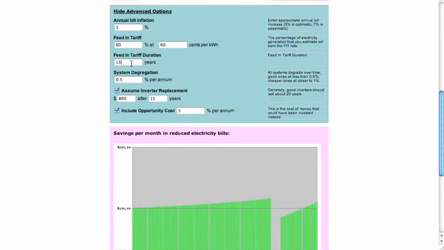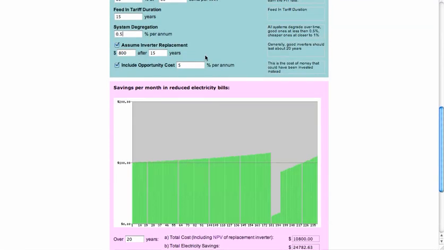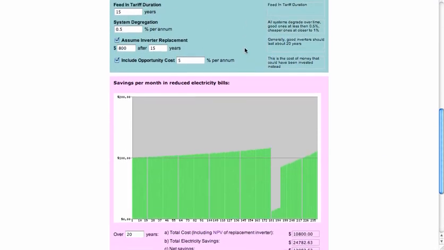Feed-in tariff duration: well, those pollies in Victoria have promised the feed-in tariff will last for 15 years, touch wood, because politicians never break their promises, do they? So let's stick that in there. System degradation: you don't normally see this in many other calculators either, but all solar systems will degrade over time. A good quality one, 0.5%, a cheaper one, closer to 1% per year. So I think 0.5 is a good one because I'm getting a good quality system.